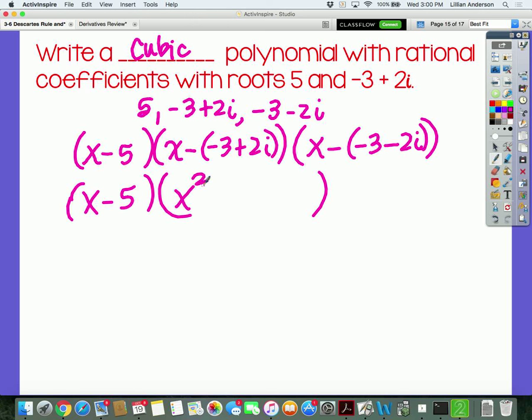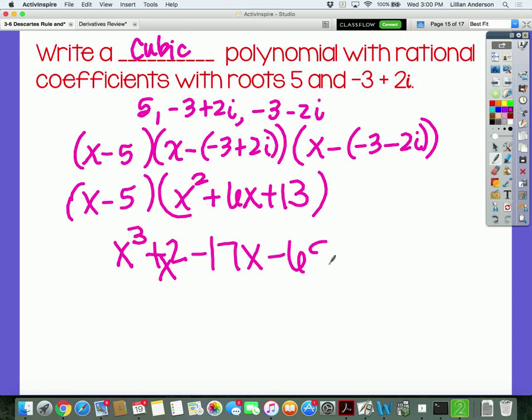X squared plus 3x. No, I mean, x plus 3 minus 2i. No, like the final thing, like here, x squared plus 6x plus 13. Oh, you did not get this. No. That meant that you messed up somewhere back here when you were multiplying. But if you see how one sign messed you up, then you multiply this out. So then you get x to the third, final answer. Plus 2x. That's your final answer once you actually multiply the x minus 5 through.